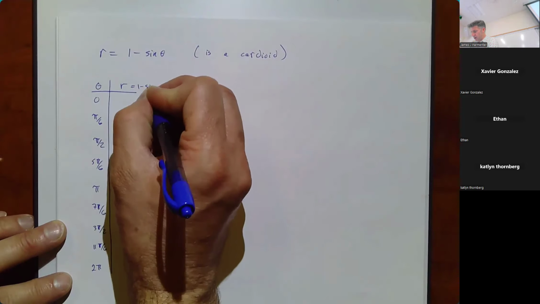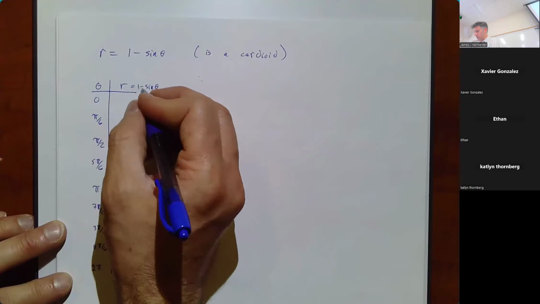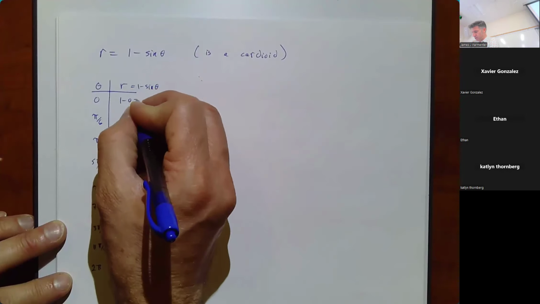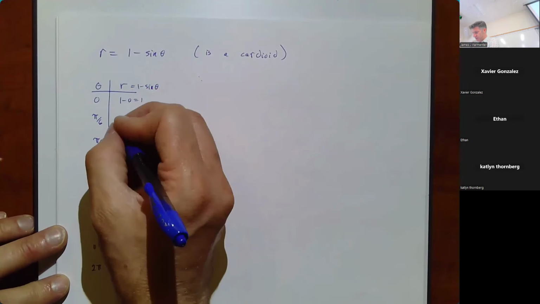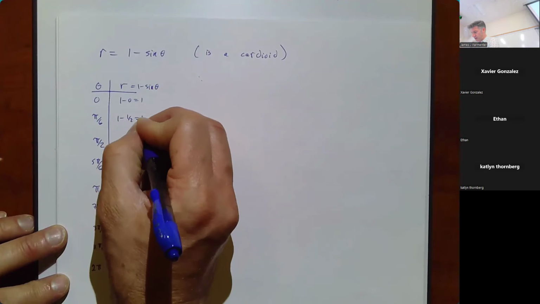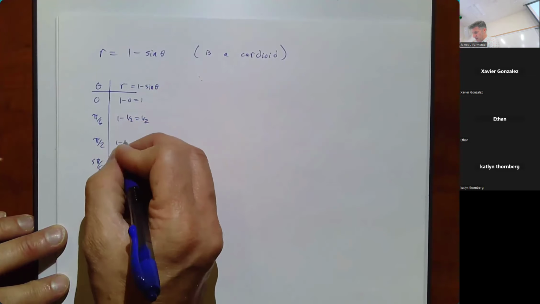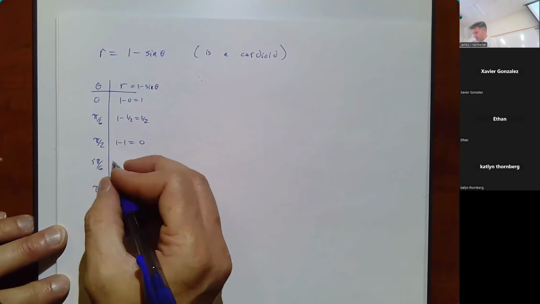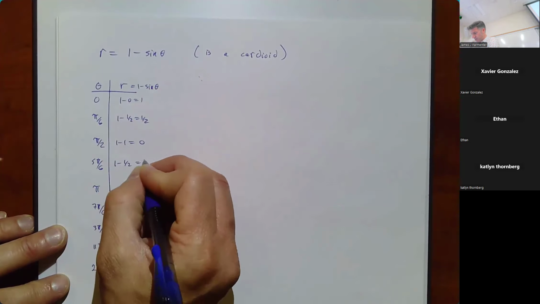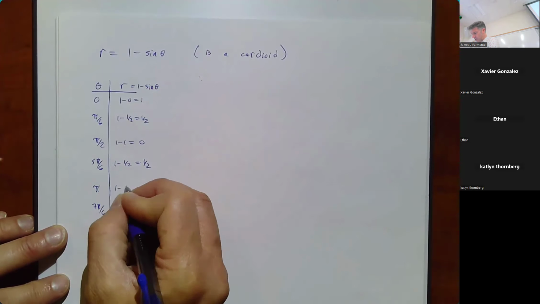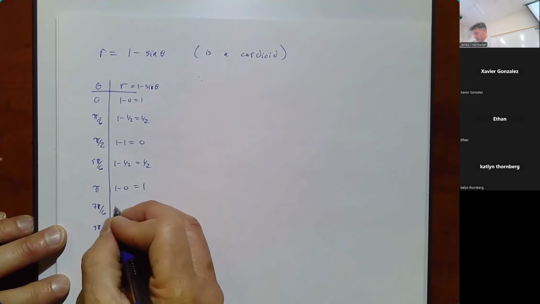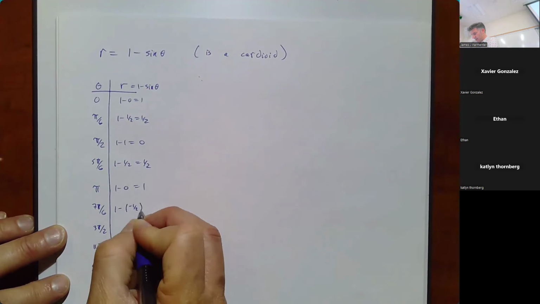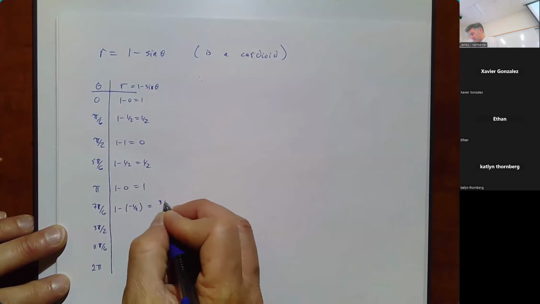Sine of 0 is 0. So 1 minus that is going to be 1 minus 0, which is 1. Sine of pi over 6 is 1 half, so you get 1 minus 1 half, which is 1 half. Sine of pi over 2 is 1, so you get 0. Sine of 5 pi over 6 is 1 half. Sine of pi is 0. Sine of 7 pi over 6 is negative 1 half, so 1 minus negative 1 half is 3 halves.